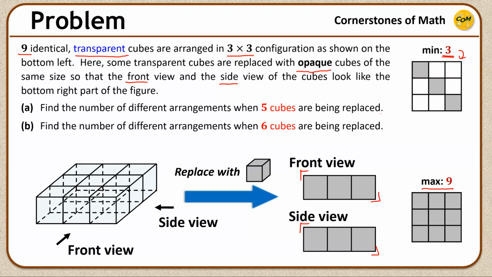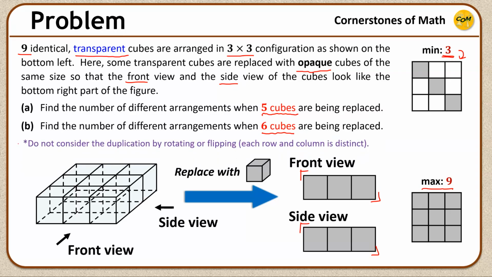Problem A is find the number of different arrangements of cubes when 5 transparent cubes are being replaced with opaque ones. And problem B is find the number of different arrangements when 6 transparent cubes are being replaced. One more rule here. In this problem, we do not consider the duplication by rotating or flipping the entire arrangement of cubes. That is, each row and column is considered distinct from one another.